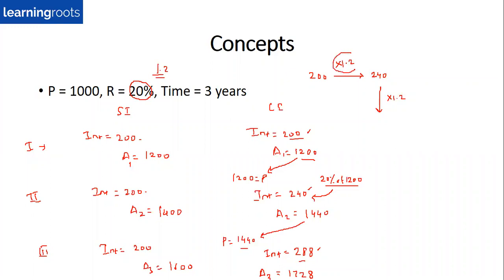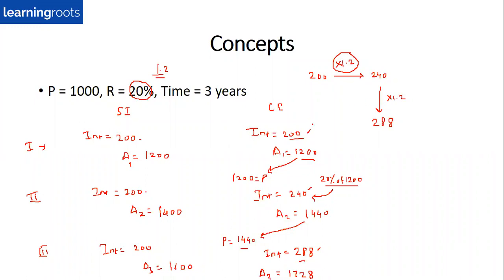Because this 1.2 is what we discussed in percentages, that when you have addition of 20% of something to the original value, you multiply it with 1.2. If the rate had been 10%, this factor would have been 1.1. So 240 into 1.2 will give you 288. Okay. So this is how the interest will also have the same multiplying factor.